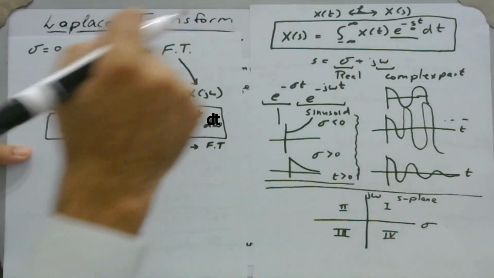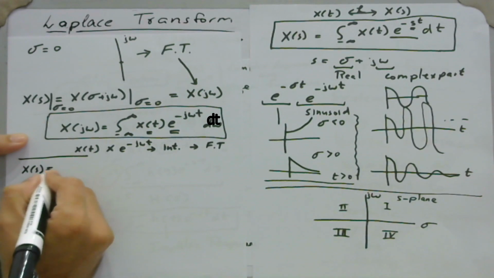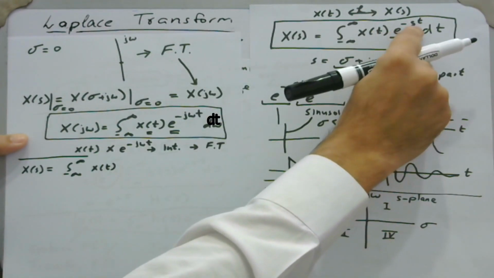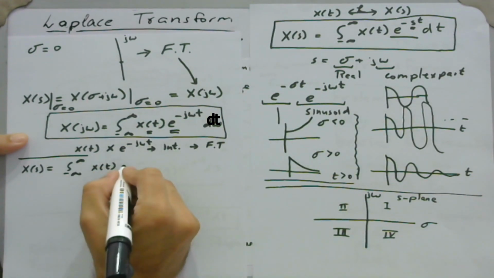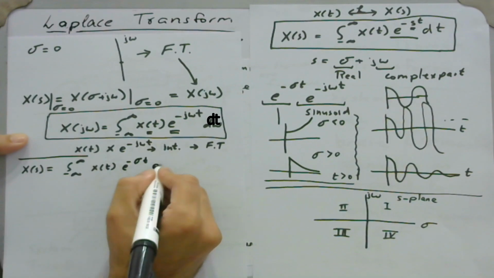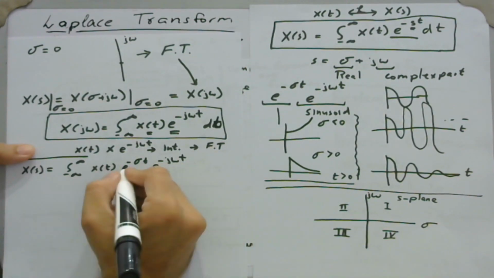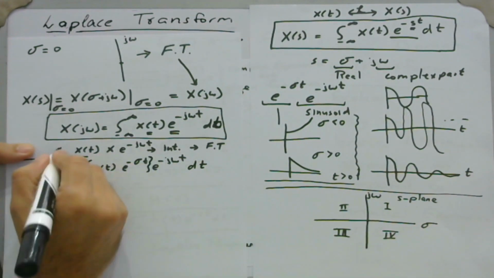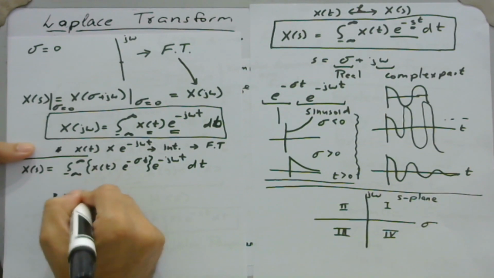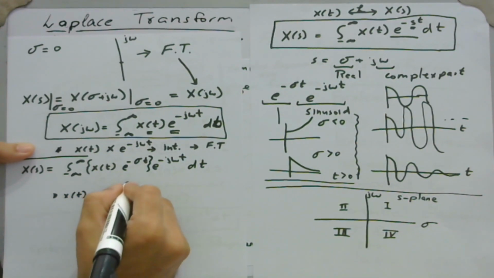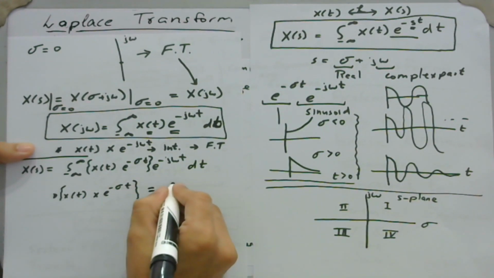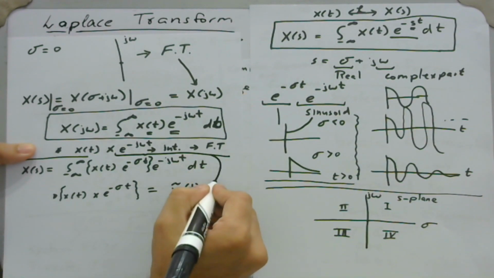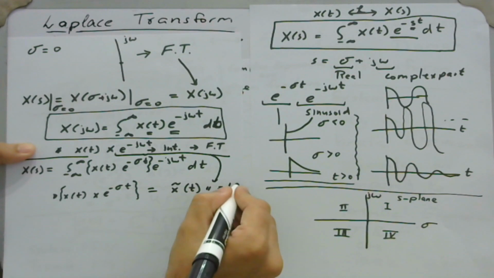Let us see if we can relate this to the Fourier transform. So X(s) is the integral from minus infinity to infinity of x(t), but right now we expand e^{-st}; we expand s in terms of sigma and j omega. We can say e^{-sigma t} e^{-j omega t}. So this would be x(t) e^{-sigma t} e^{-j omega t} dt. If you combine these two together, this thing would convert to x(t) multiplied with e^{-sigma t}. We can call this x tilde of t. Next, you can use all of this to obtain a Laplace transform.